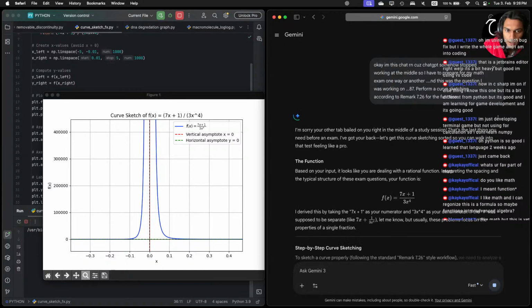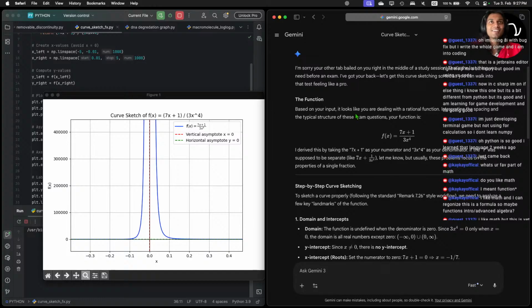Oh, I'm using AI with bug fix, but I write the whole game and I am into coding. Okay. What type of game? Not gonna lie, it's the first time I'm talking to someone who's developing a game. What kind of game though? I'm sorry, other tab bailed on you right in the middle of the study session. That's the last thing you need for an exam. I got your back.